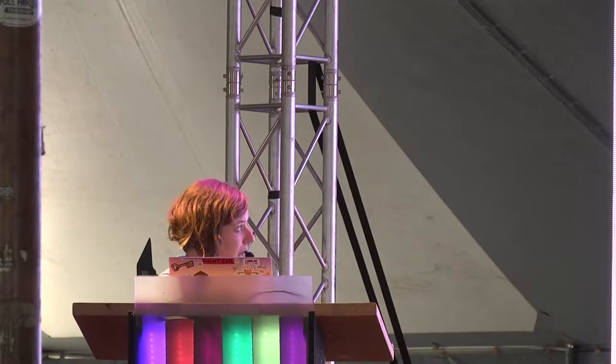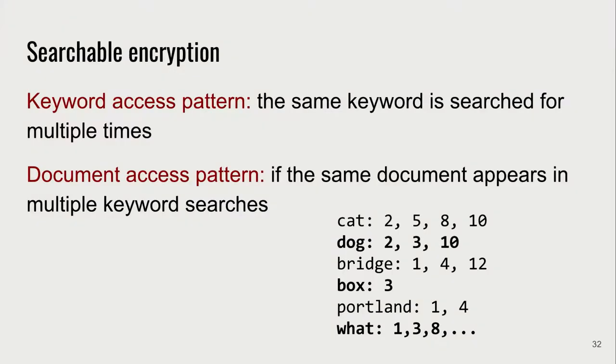And then you also have the document access pattern, which is the reverse of the index almost, and seeing if the same document appears in multiple keyword searches, this is another area that a searchable encryption scheme might leak to an attacker. Oh no, okay. So can we actually achieve this? That is a question that's actually surprisingly well explored.